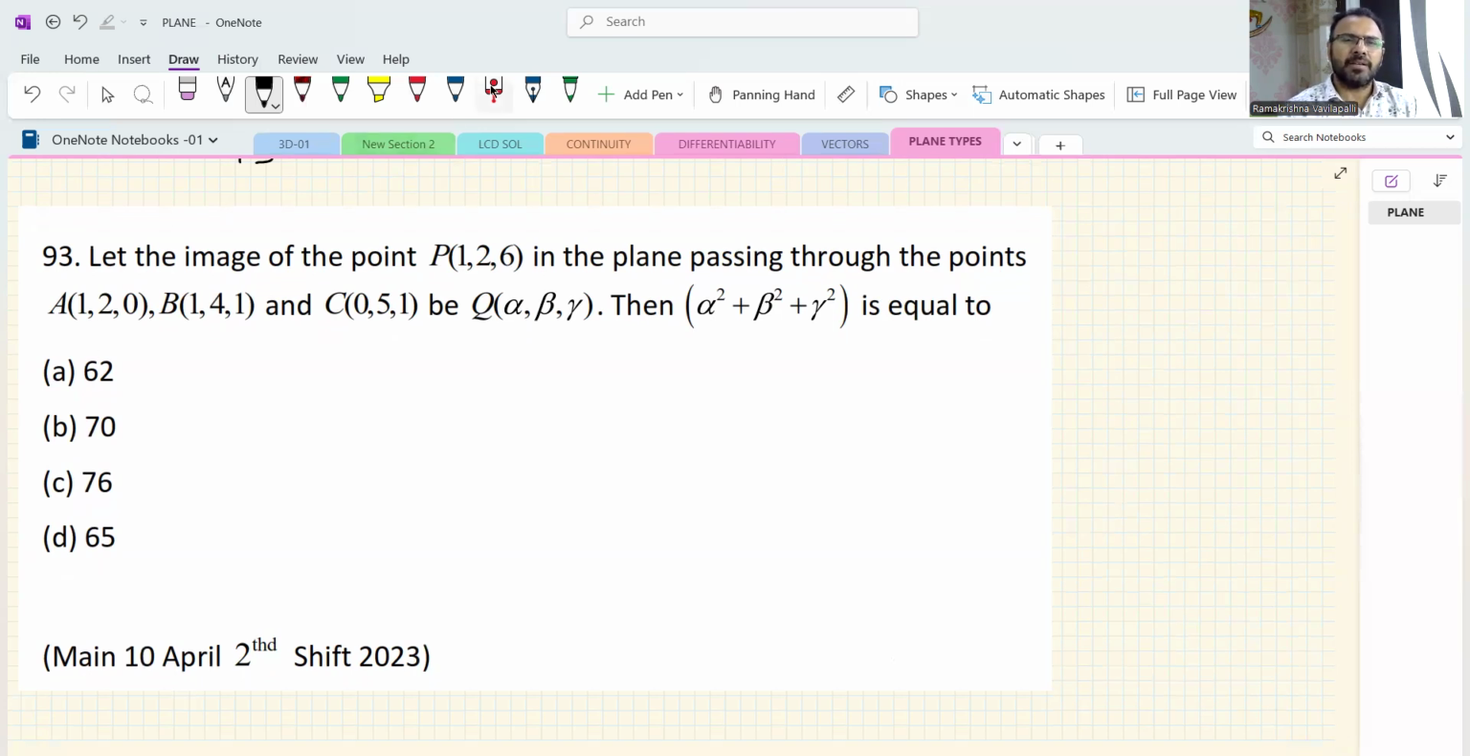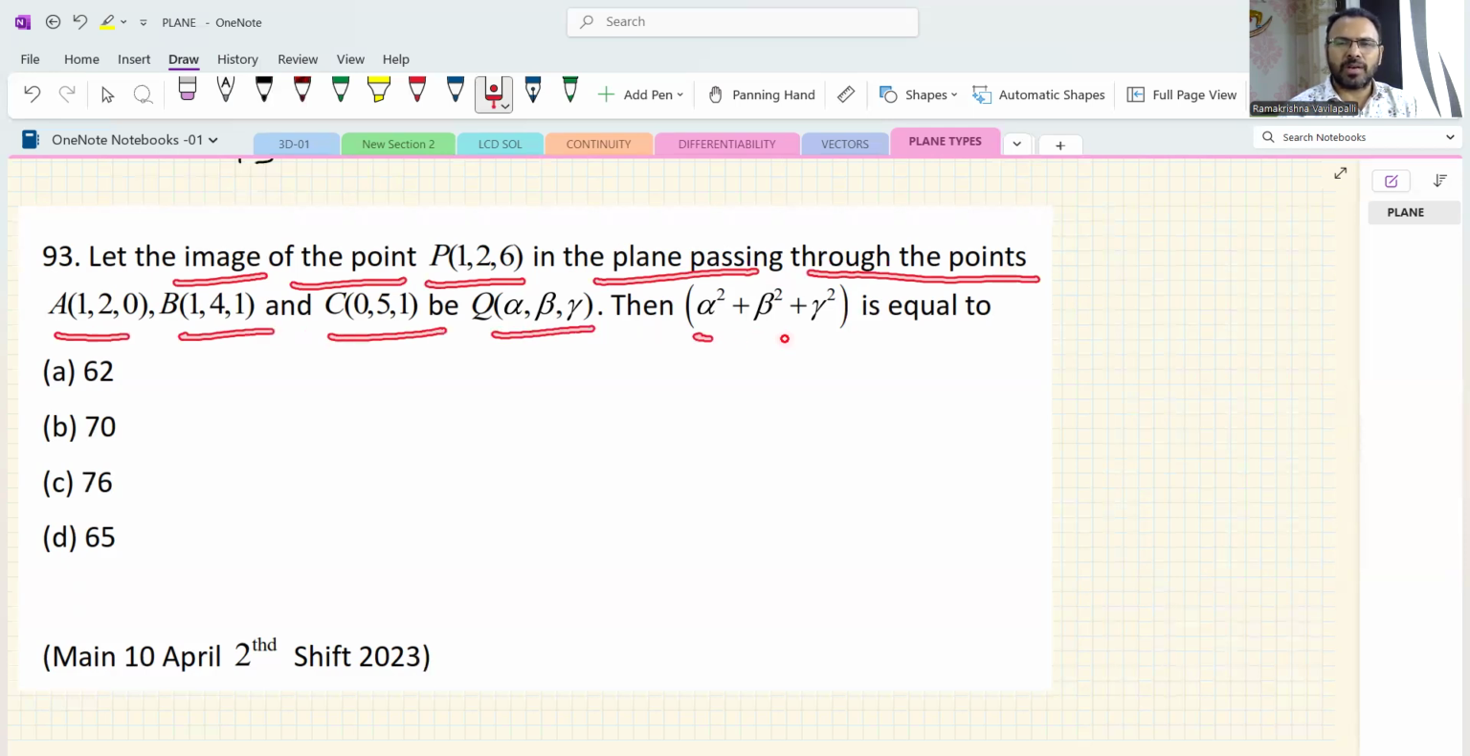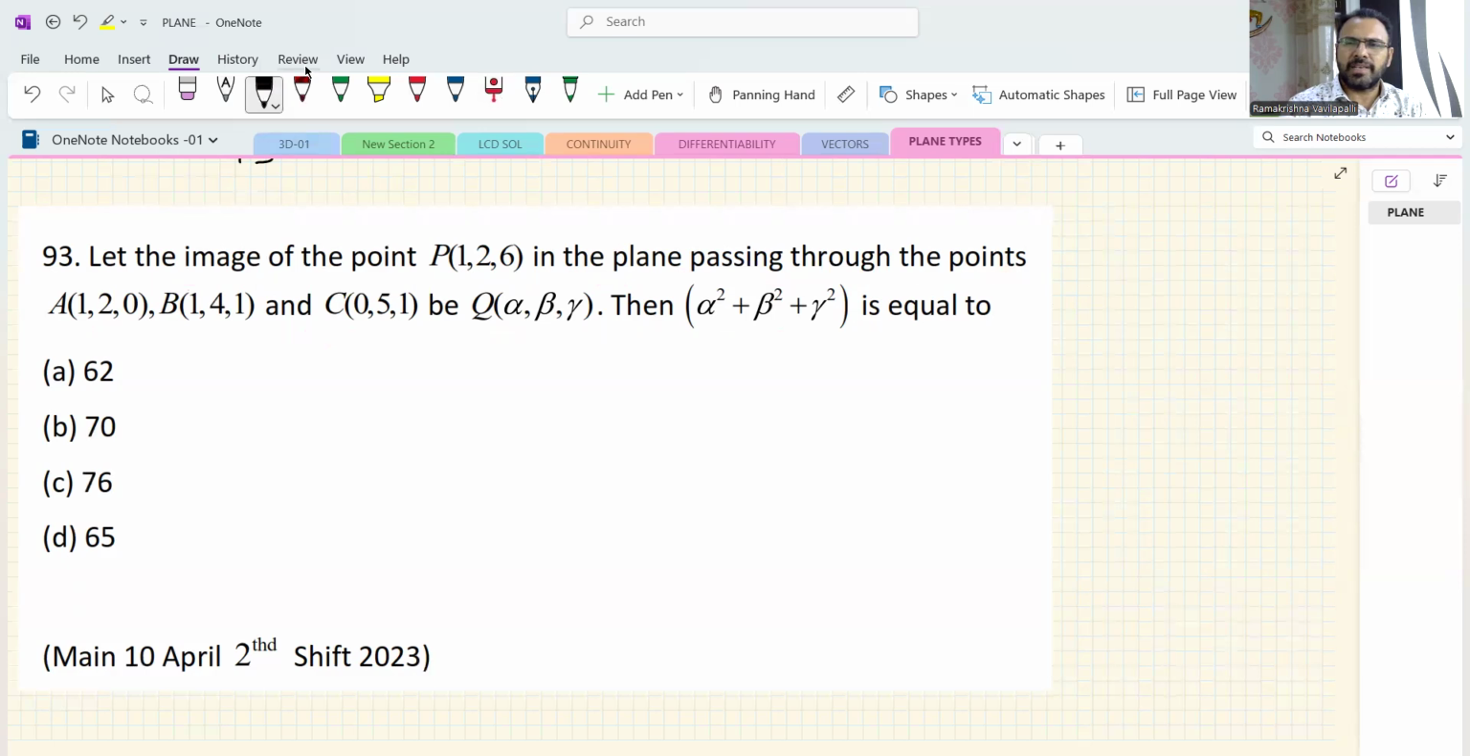Here you see that the image of this point in the plane passing through 3 points A, B, C is Q alpha beta gamma. Then what is alpha square plus beta square plus gamma square? The question is very straightforward. So we just need to find the equation of the plane passing through A, B, C. So what is the ABC plane? Right, the ABC plane we want.